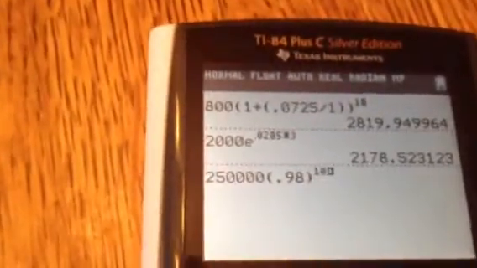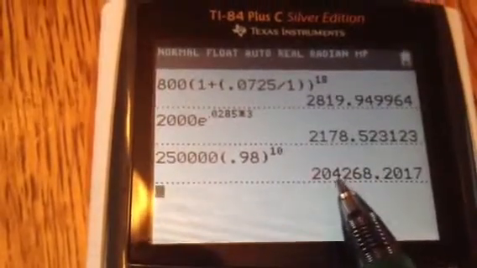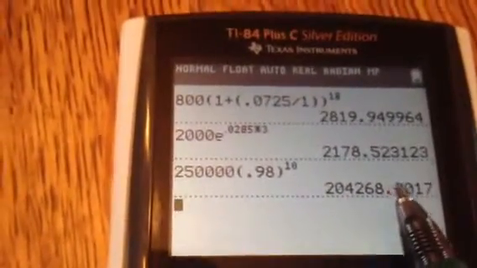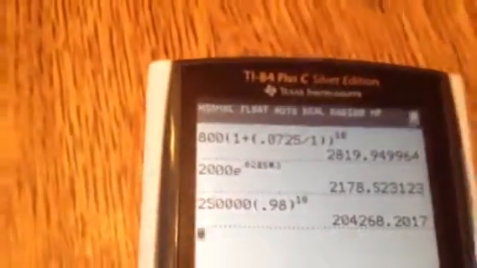0.98 and then in 10 years. And it should be going down. If you get a bigger number, think about, does your answer make sense? And since this is people, I'm going to round it to the 68. So 204,268 people.